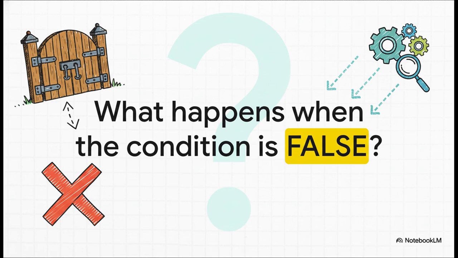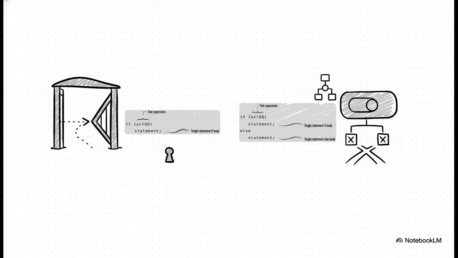A simple if acts like a gatekeeper for one action. But what about the alternative? What happens when that gate stays closed? Well, for that, we're going to need another tool. And seeing them side by side like this makes the difference crystal clear.